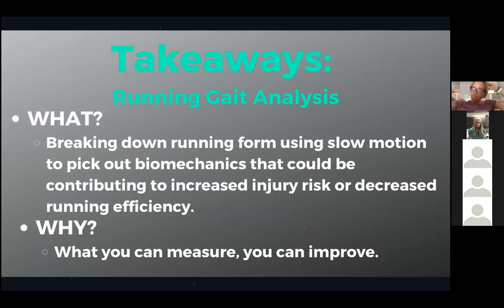So let's review everything that we've talked about so far, because it's a whirlwind of stuff. What is gait analysis? We reviewed that it was breaking down running form and using slow motion to pick out biomechanics that could be contributing to increased injury risk or decreased running efficiency. And then why do we do it? What you can measure, you can improve. So ultimately, it's for the purpose of having you run longer, longevity, decreasing injury risk, and really improving your efficiency, making you the best runner that you can be. That's the ultimate goal. And going along with that is improving your speed and everything like that.